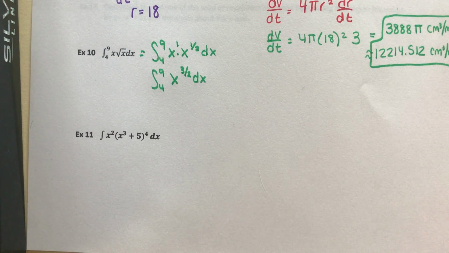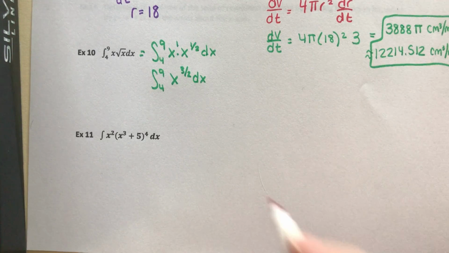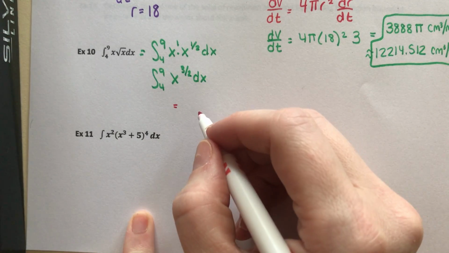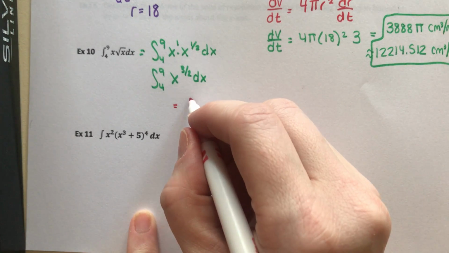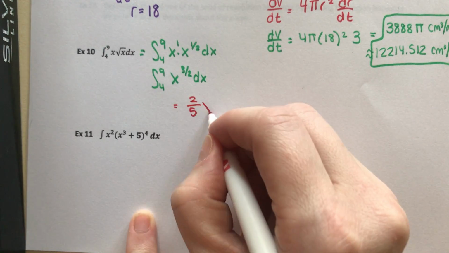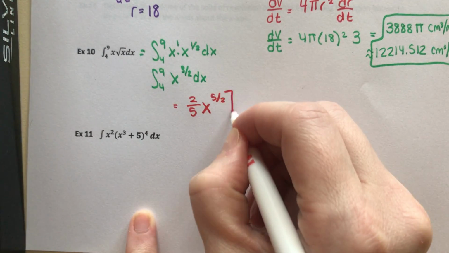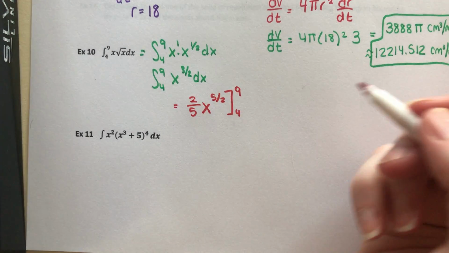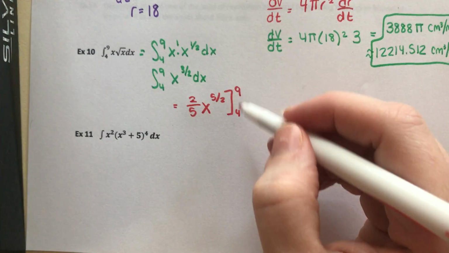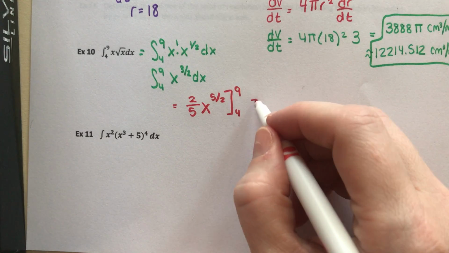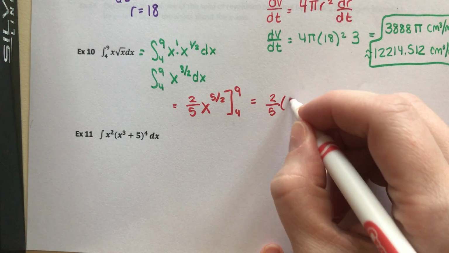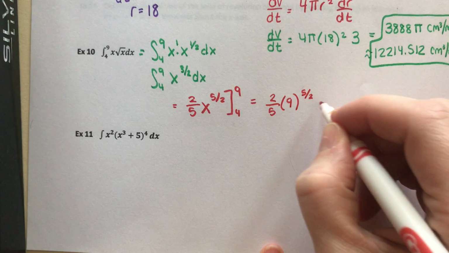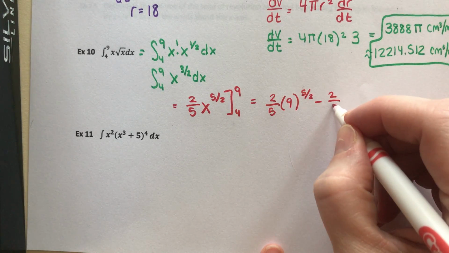Okay, so the next thing we're going to do is we're going to take the integral. So when we take an integral, we add 1 to the exponent and we divide. So if I add 1 to my exponent, that gives me 5/2. So out in front, I would have a 2/5. And now we're going to evaluate from 4 to 9. So I'm going to plug in 9 first. We always do top minus bottom, 2/5, 9 to the 5/2. Minus, now we're going to plug in 4.